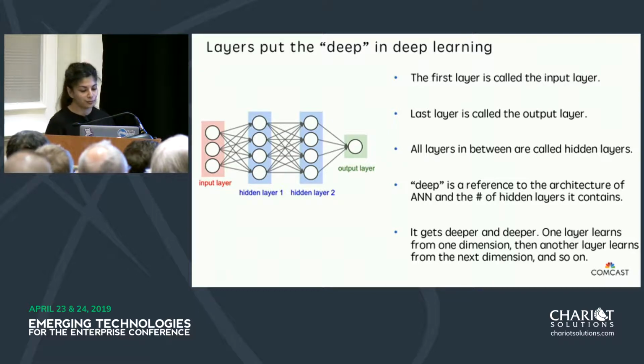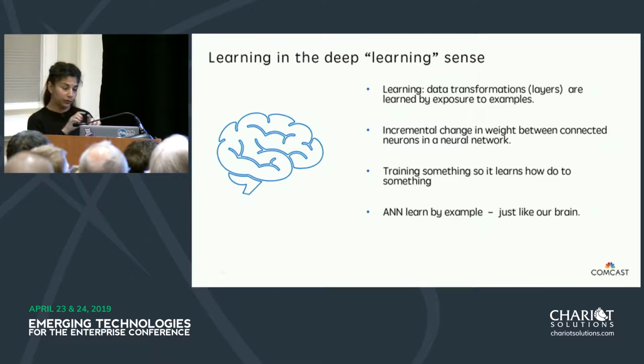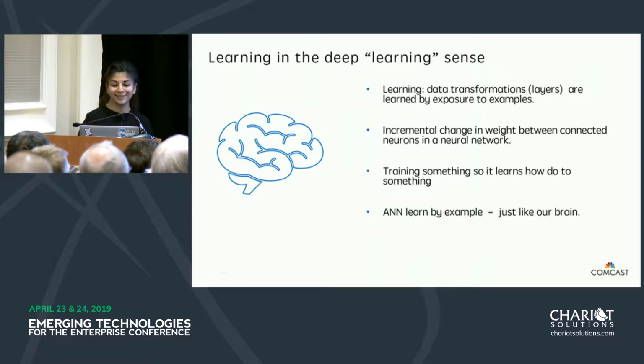So deep is a reference to the architecture of an artificial neural network and the number of hidden layers it contains. It just gets deeper and deeper. One layer learns from one dimension, then another layer learns from the next dimension, and so on. And now we took deep, and we understand why deep is in deep learning. Now let's break apart why learning is in deep learning.